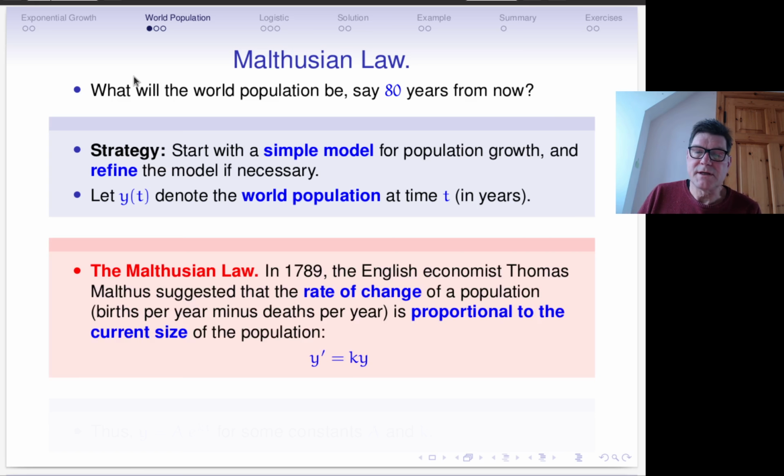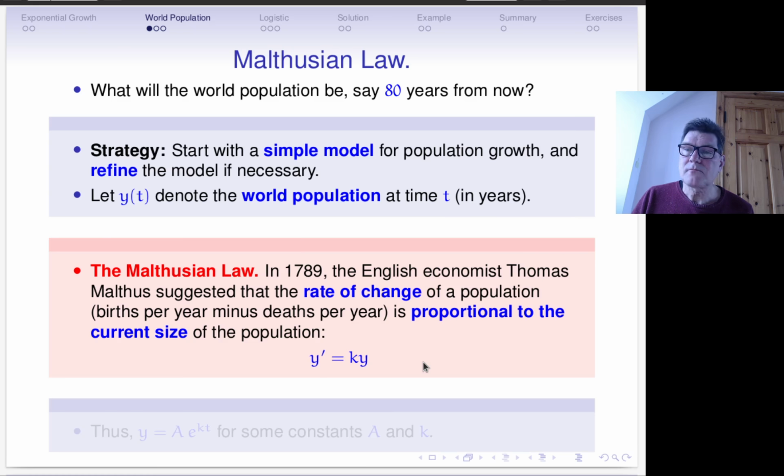In 1789, the English economist Thomas Malthus suggested that the world population fits into this exponential growth model, that the rate of change of a population, that's births per year minus deaths per year, is proportional to the current size of the population. That's a reasonable assumption, and it gives this differential equation y prime equals k times y. The rate of change is a constant multiple of the current size. So the solution of this differential equation has this form: y is A times e to the kt for some constants capital A and k, which we can try and determine.